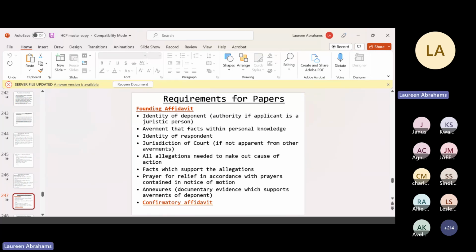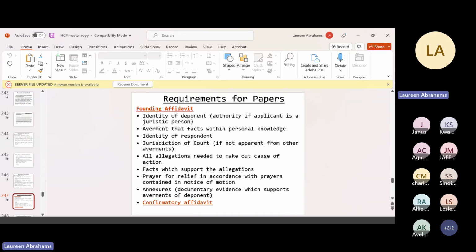Then all the allegations that are needed to make out your cause of action, you will put the court in the picture. You will tell the court everything, all the facts that support the allegation, and then you will end it off, you will say, and I pray for the relief in accordance with the prayers contained in the notice of motion to which this affidavit is attached. You don't have to repeat the prayers again.